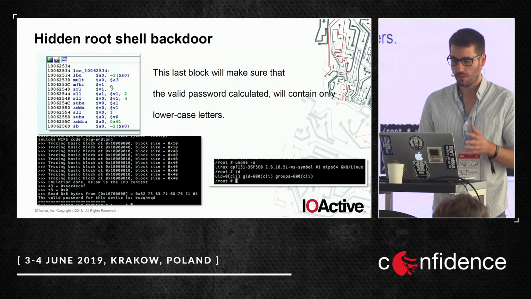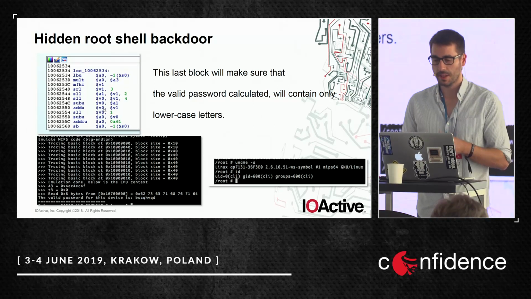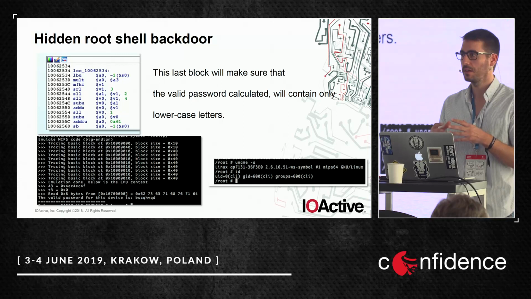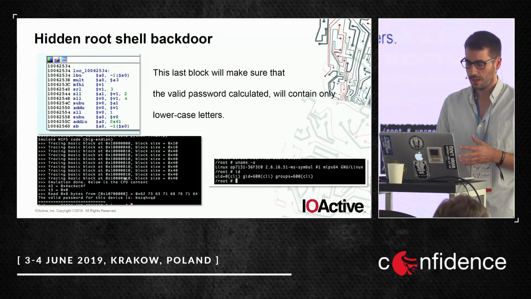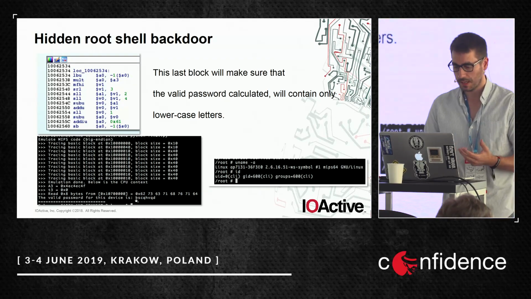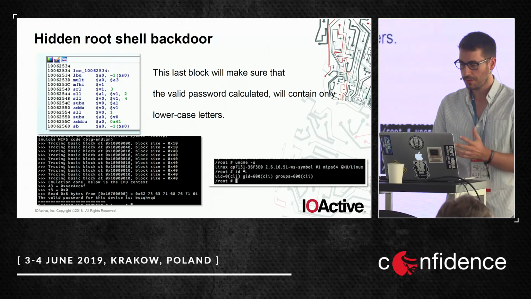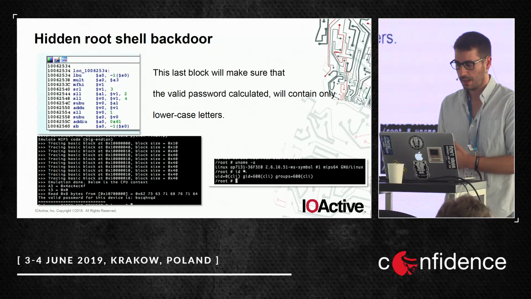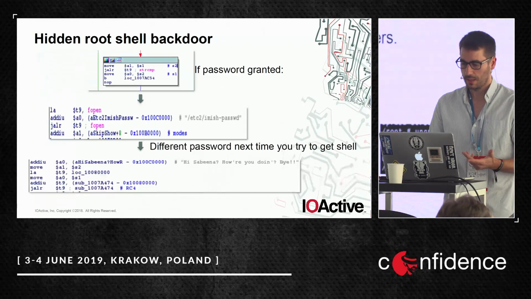And finally, with that result, it's going to execute these instructions where it's basically making sure that the result string is in lowercase letters. So for instance, for my particular device and MAC address, this is the valid password, as you can see here in lowercase letters. And then you can access the Linux root shell through the command line interface.